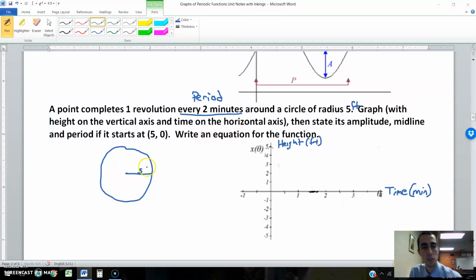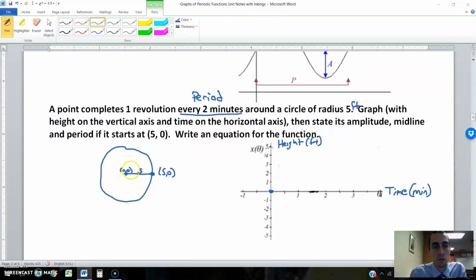And we're going to assume that the point starts at 5, 0, which means that if this is 5, 0 here where our point starts, then this would be 0, 0, basically the center of a coordinate plane. Alright, so at time 0, we have a height of 0, because height is described by our y variable right there.